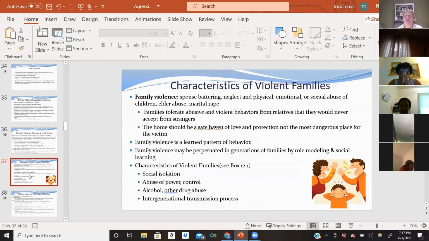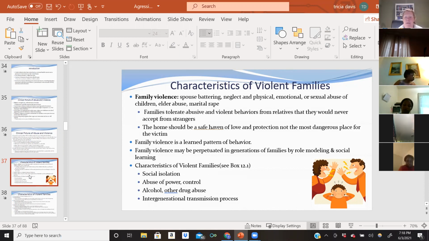So when we think about family violence, this is when we talk about spouses who have been battered. It can be neglect and physical, emotional, or sexual abuse of children and elders. We also see it in cases where patients are married, and it has to do with marital rape, where one of the patients thinks that just because they're married, they have to engage in sex. I don't want to say the man, because it's not always the man, it could be the woman too, but whatever the spouse requires of them.